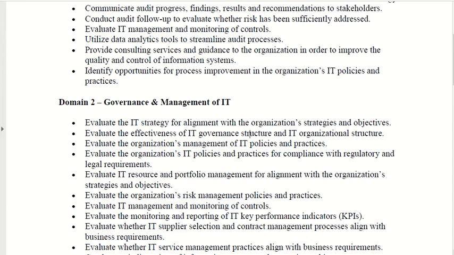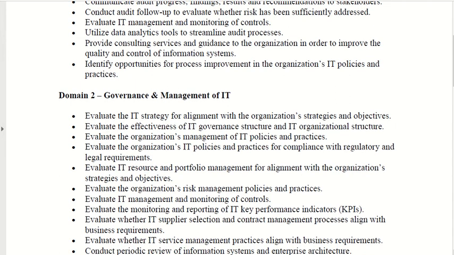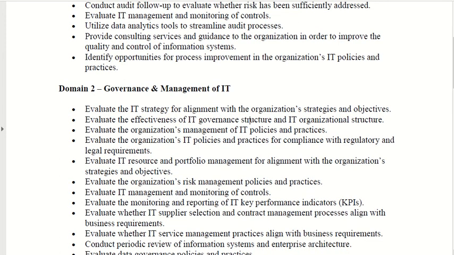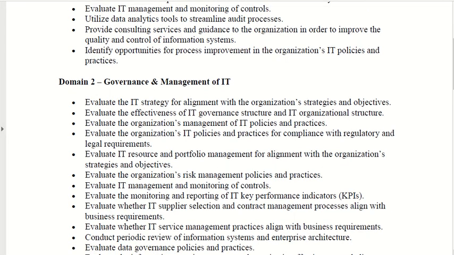Governance and management of IT. This is the second domain of CISA. In this domain, the following topics will be covered. Evaluate the IT strategy for alignment with organization strategy and objectives. Evaluate the effectiveness of IT governance structure and IT organizational structure.